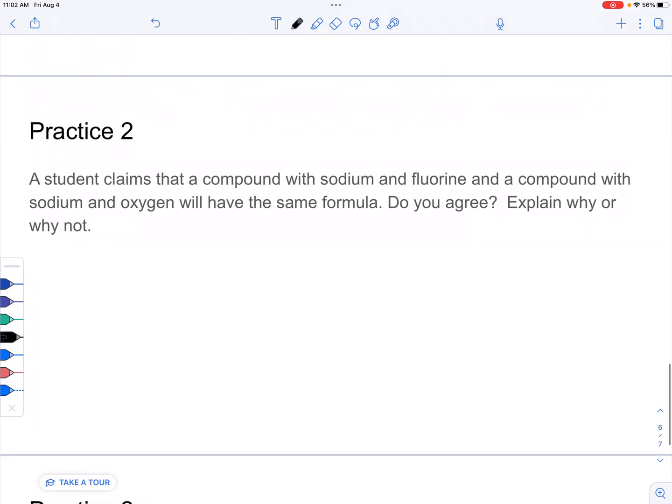All right, practice 2. A student claims that a compound with sodium and fluorine and a compound with sodium and oxygen will have the same formula. And of course, same formula doesn't mean that the actual letters or atomic symbols are the same. It's really talking about the ratio, that they are both the same ratio. Do you agree? Explain why or why not.